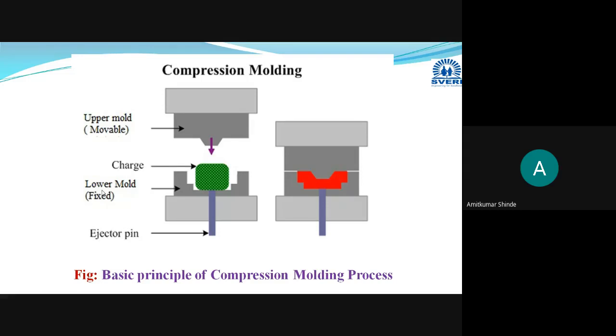Now, compression molding is a part of the processing of thermosetting plastic materials. Generally it is used for processing thermosetting plastic materials. You can use it for thermoplastic materials also, and you can use it for thermosetting materials also, but generally it is used for thermosetting materials.